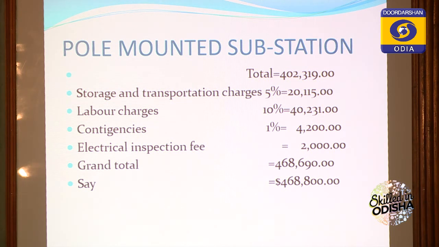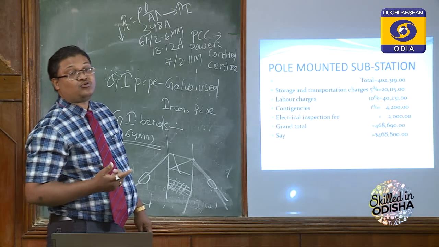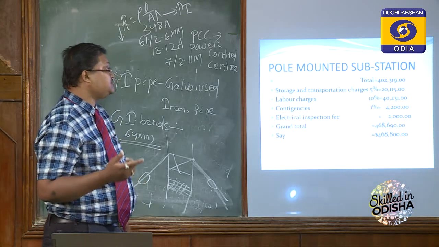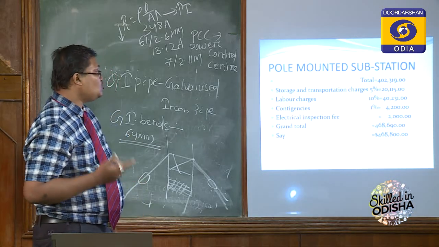Whatever your total cost will come, you will take labor charges 10%. Here the labor charges 10% will cost 40,231. Next, contingencies is 1%. Always you will take contingency 1%. So 1% is 4,200. Electrical inspection. So the electrical inspector will come and inspect this, and his inspection fee will cost 2000.